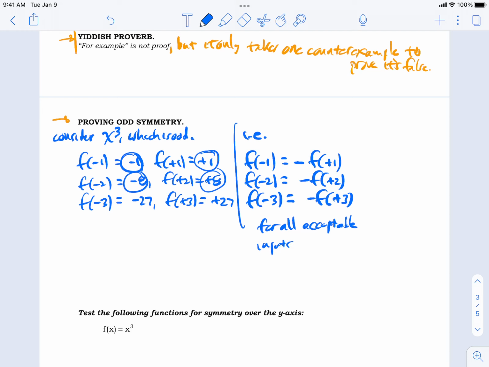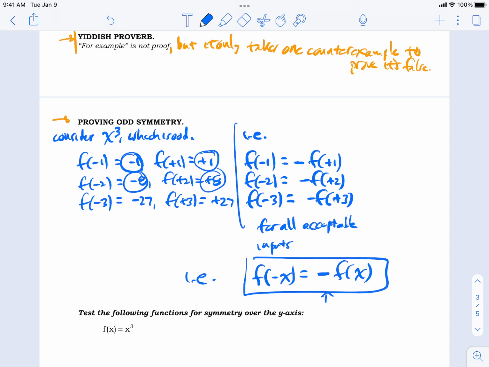So if you have a function that only has 5 inputs, you could, I suppose, just show that it's true for all 5 inputs. But x cubed has an infinite number of inputs, which means you're never going to finish showing that it's true. But we can summarize this by saying if you use a negative value for x versus a positive value for x, you're going to have this negative in front, this negative in front. When you plug in negative x, the value you get is the opposite of when you plugged in a positive x, like this. There's what it looks like. This is our test for odd symmetry. If you can show that this is true, you have proven that it's an odd function.